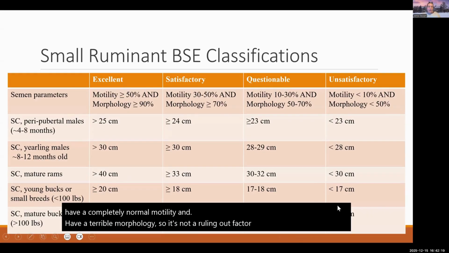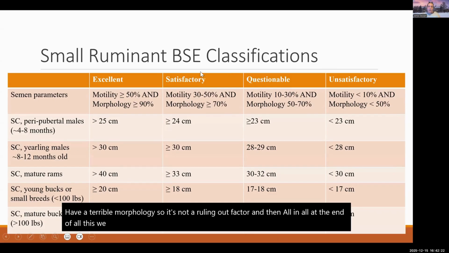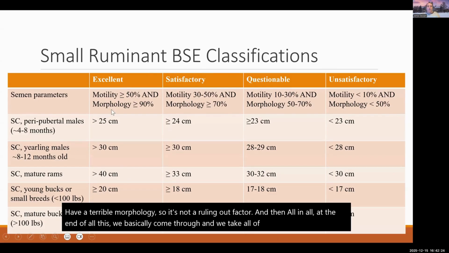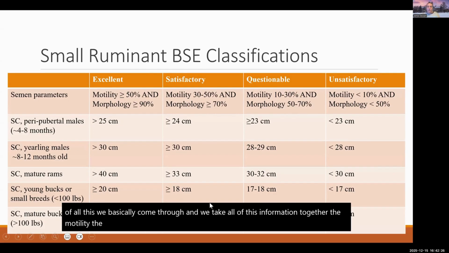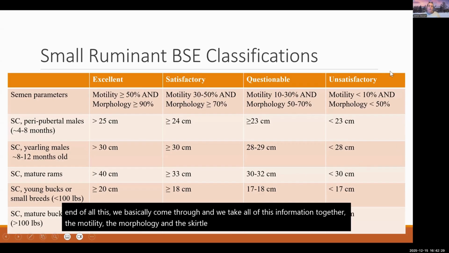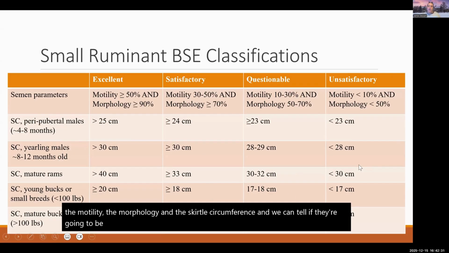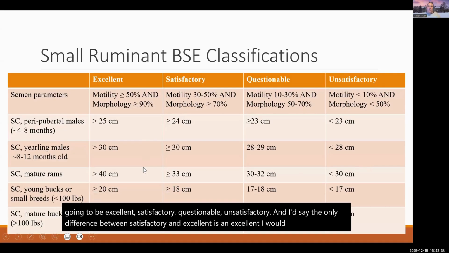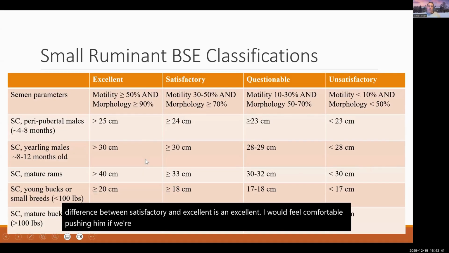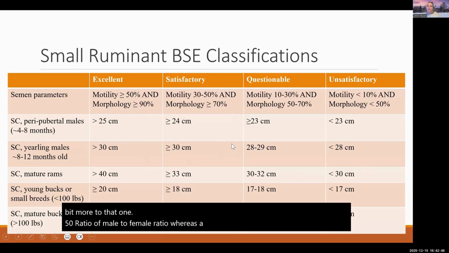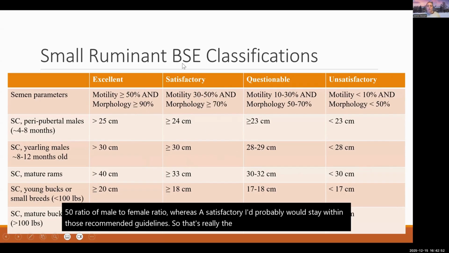And then, all in all, at the end of all this, we take all of this information together, the motility, the morphology, and the scrotal circumference, and we can tell whether they're going to be excellent, satisfactory, questionable, or unsatisfactory. I'd say the only difference between satisfactory and excellent is that with an excellent, I would feel comfortable pushing him, if we're doing natural insemination, a little bit more toward that 1 to 50 male to female ratio. Whereas with a satisfactory, I'd probably stay within those recommended guidelines. So that's really the only difference between those.